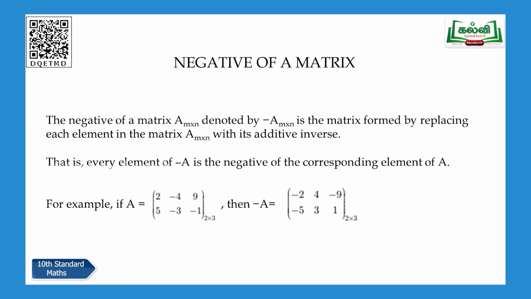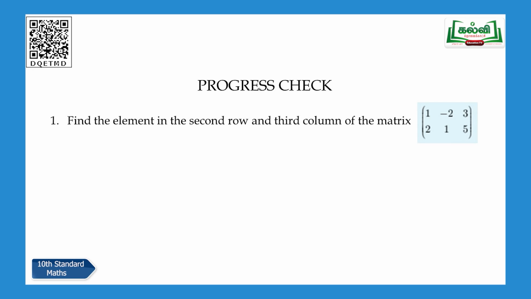But you want to find out the negative of a matrix. So, A is there, and you want to find out the negative of it. What do we do? 2 can be replaced by minus 2, and minus 4 can be replaced by 4, 9 can be replaced by minus 9, 5 can be replaced by minus 5, and minus 3 will be plus 3, and minus 1 will be plus 1, that is again a positive. So, the negative of a matrix is just finding the additive inverse of what they have given. Let us have some simple problems.